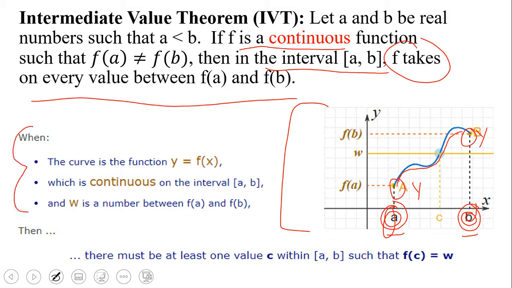Here's another way of saying it, again, a little bit wordy. Let's say you have the curve of the function f of x. Let's say it's continuous on the interval. If you have some number w that is between the two y values, there must be at least one x value that has that y value as an answer. So both of these are telling you the same thing, but it's really up to you to pick the one that makes the most sense. Basically, again, it boils down to the fact that no y values are skipped between the starting y and the ending y because it's a continuous function.